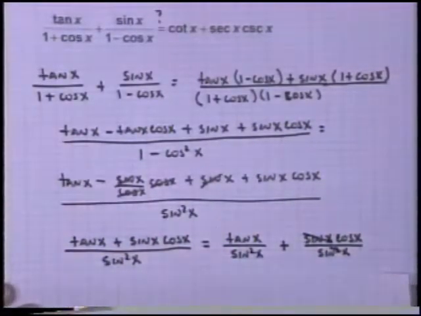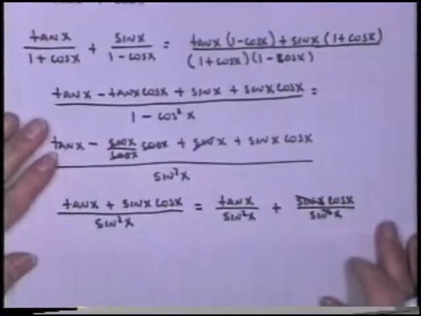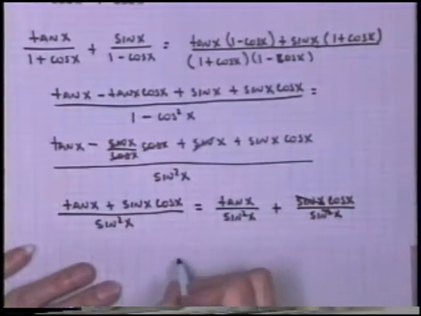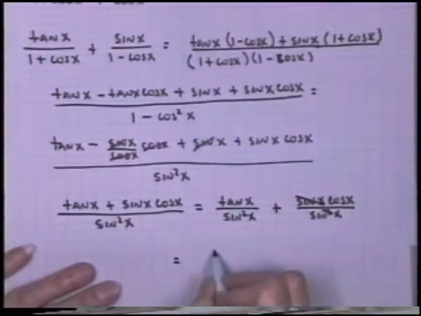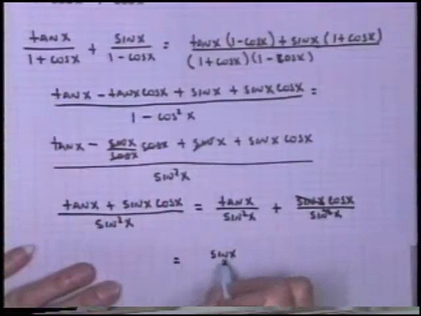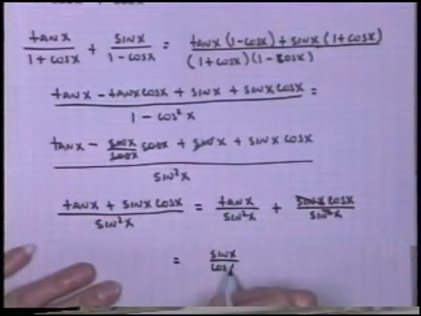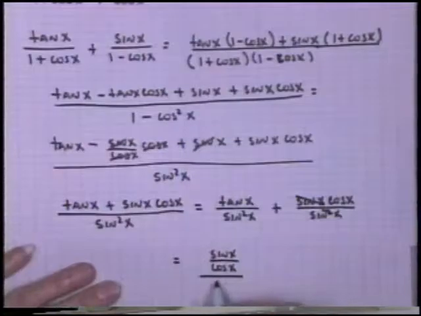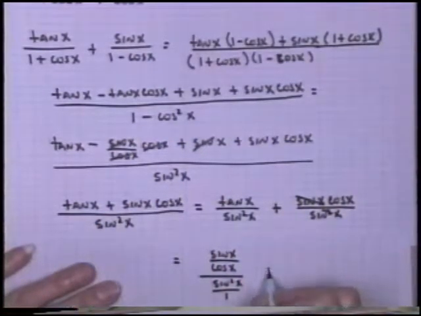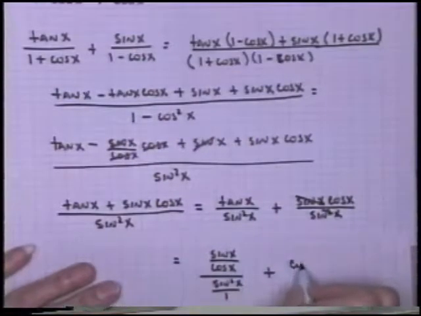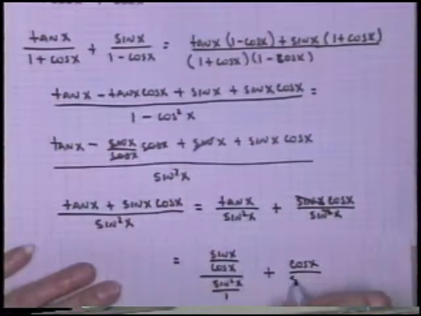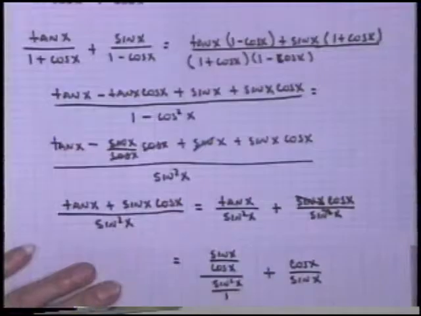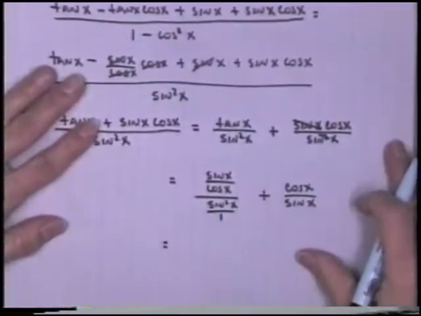Now, I'm going to need a little bit more paper. Let me pull another piece up here. And let's see what we can do on this other side. I think what I'm going to do here, tangent is sine over cosine. And I'm going to write this as sine squared x over 1 plus this cosine x over sine x. I'll rewrite that here in just a second.